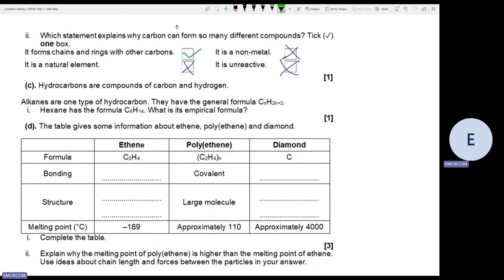Now, empirical formula is easy to do, but some students find it hard to remember what to do because they forget what empirical means. So empirical, that is the simplest whole number ratio. So I've got C6H14. I can simplify that by dividing both of those numbers by 2, and I get C3H7.